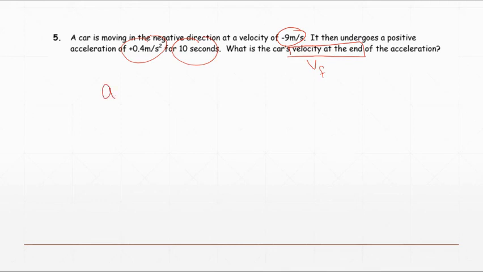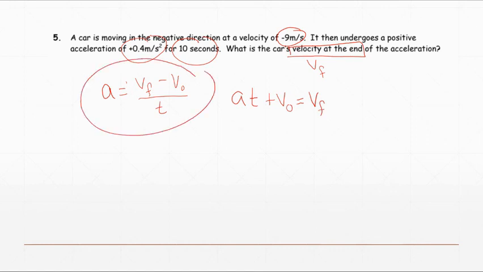We know acceleration, so you could draw a picture here. I'm not going to, for the sake of time, but I'm looking at V final minus V initial divided by time. So acceleration times time plus V initial equals V final if I manipulate this whole equation. You might want to pause, stop, and make sure that you know how to manipulate that equation.